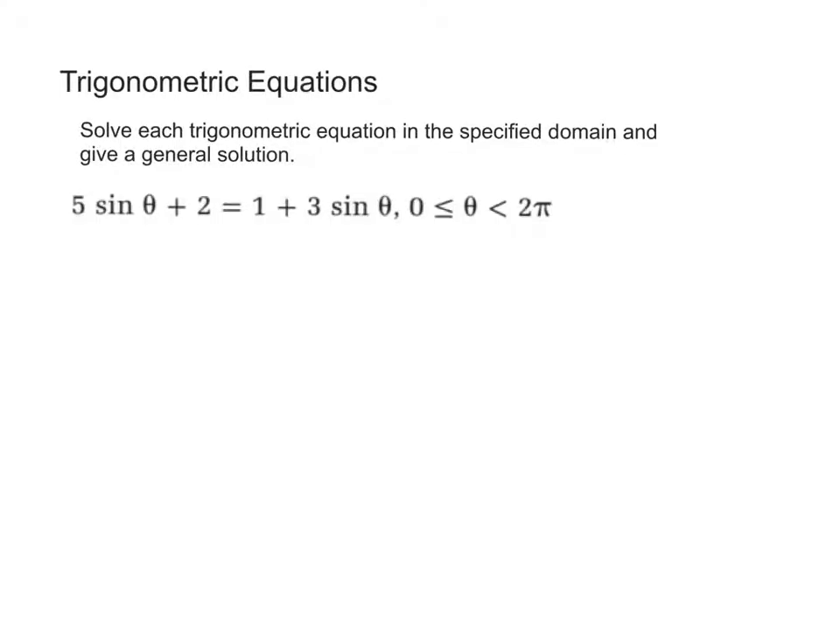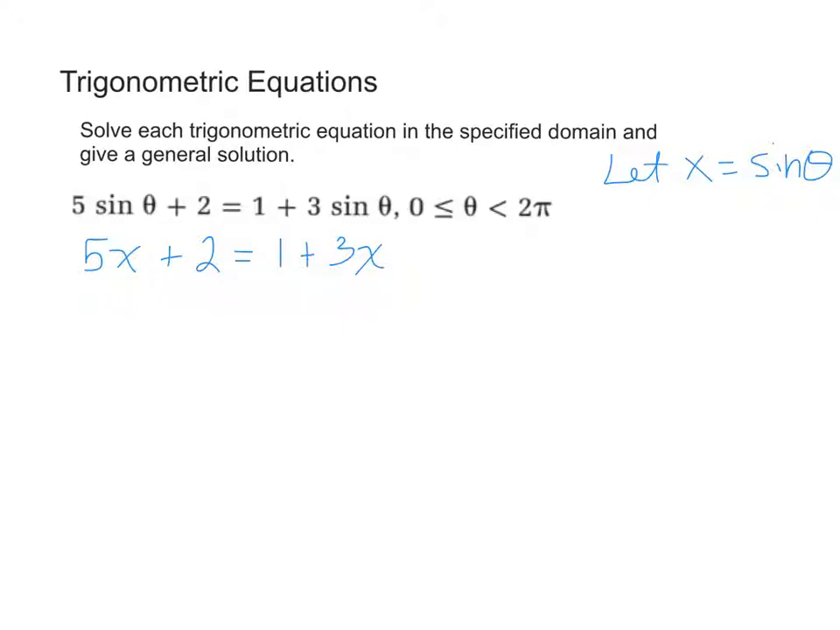If I say let x equal sine theta, we're just looking for a way to simplify that equation. And so taking the trigonometry out of there is going to do that. When I rewrite the equation, so basically I'm substituting that x in wherever I see a sine theta, it becomes 5x plus 2 equals 1 plus 3x.